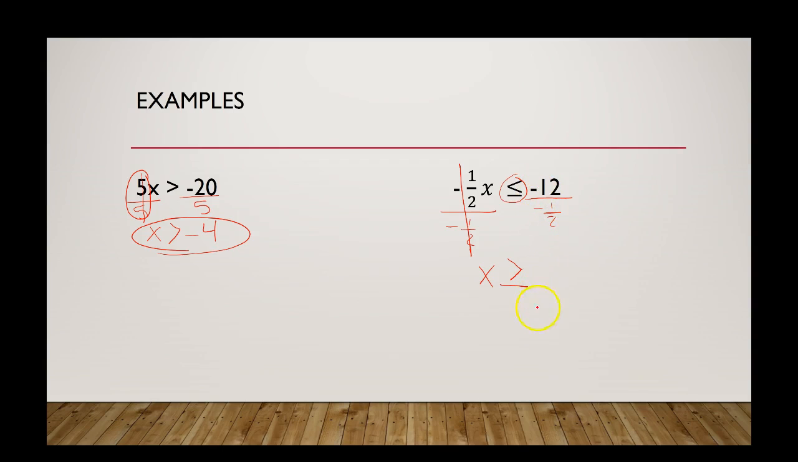So negative divided by negative is positive. 12 divided by 1/2 would give you a 24. And that would be your answer. Okay, so again, because this was positive, I didn't flip. This was negative, so I had to flip.